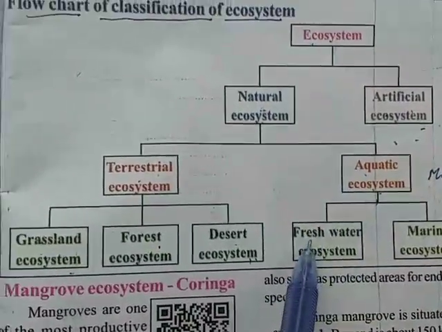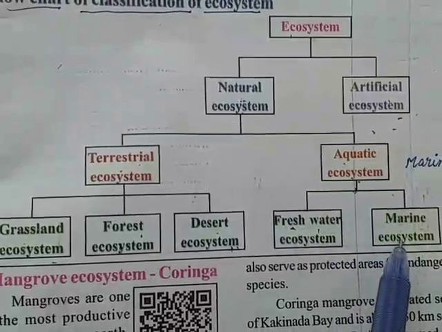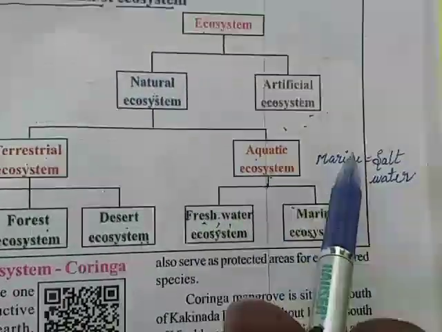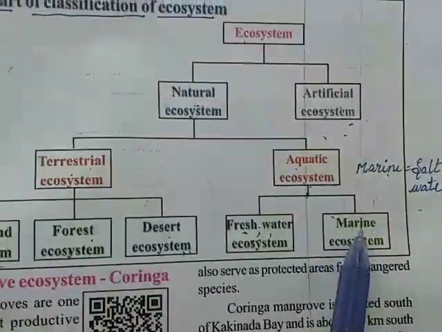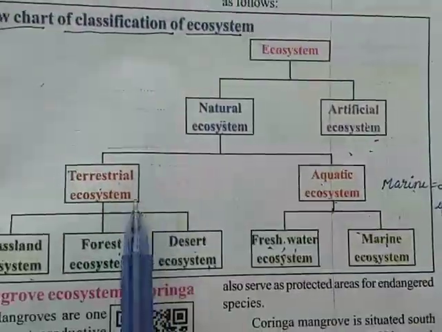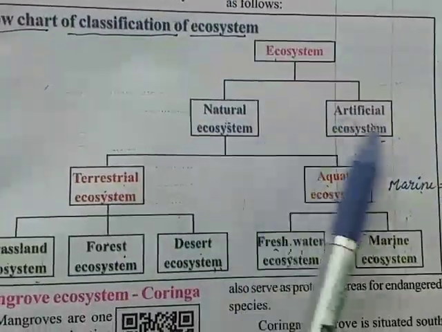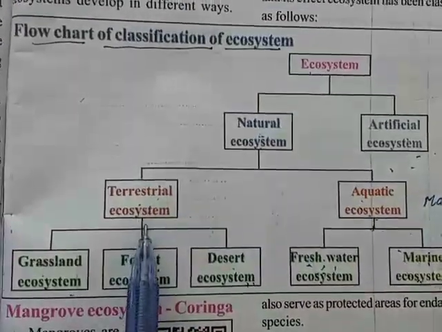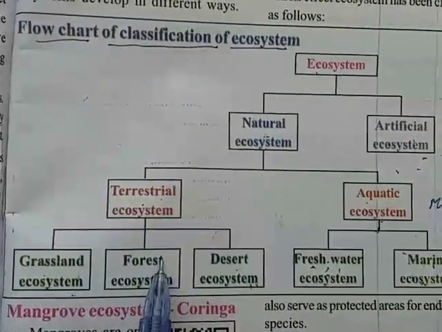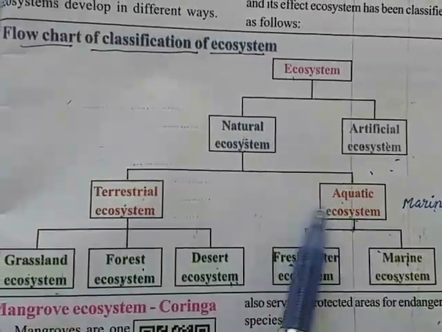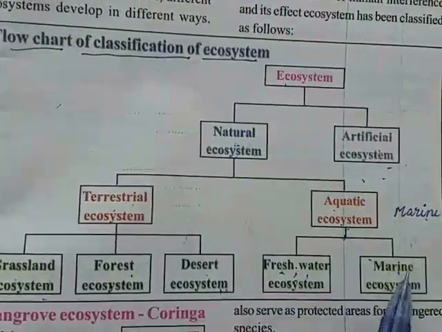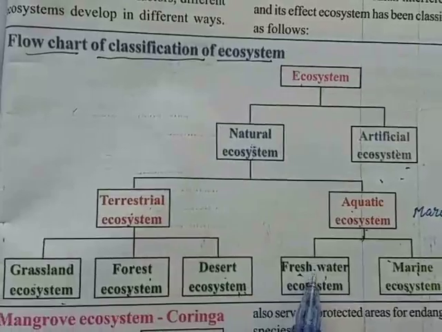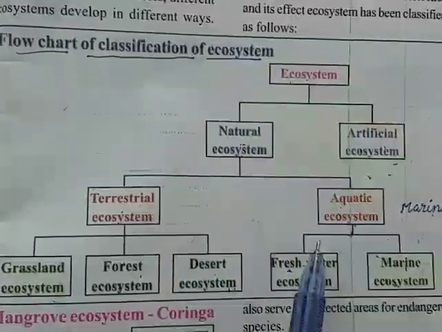Aquatic ecosystem is mainly divided into two types: freshwater ecosystem and marine water ecosystem. Freshwater ecosystem contains only fresh water. Marine means salt water, so it is the salt water ecosystem. Initially, ecosystem is classified into natural and artificial. Natural is divided into terrestrial and aquatic. Terrestrial is divided into grassland, forest and desert ecosystems. Aquatic is divided into freshwater and marine water ecosystems, which we will discuss in class 9.